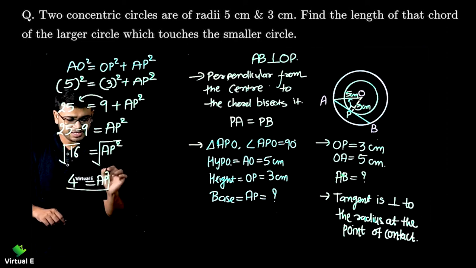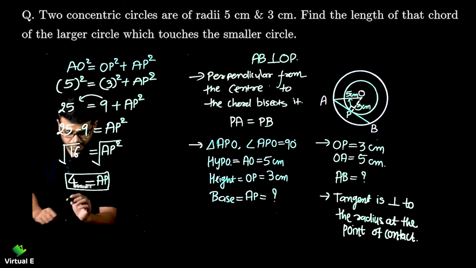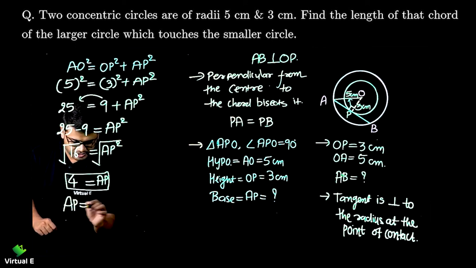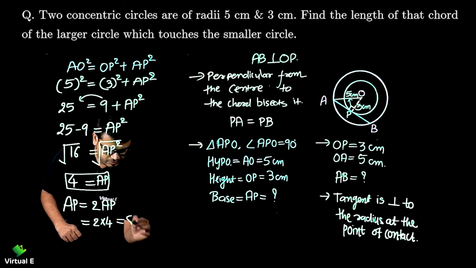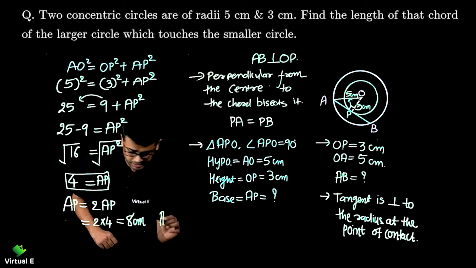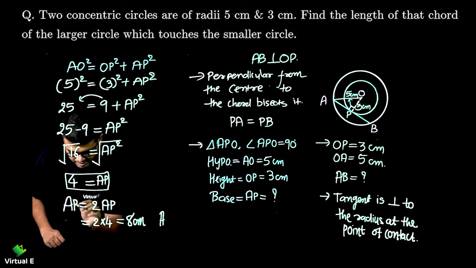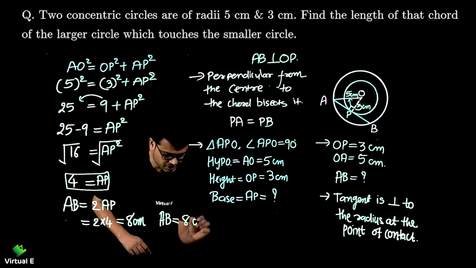But this is not the final answer. What do we want? We want AB, right? So AB is twice AP, which is 2 multiplied by 4, equal to 8 centimeters. So the final answer is AB is equal to 8 centimeters, and we are done.